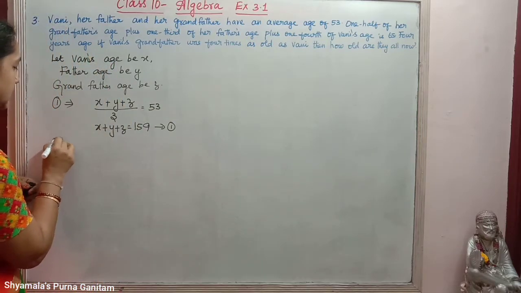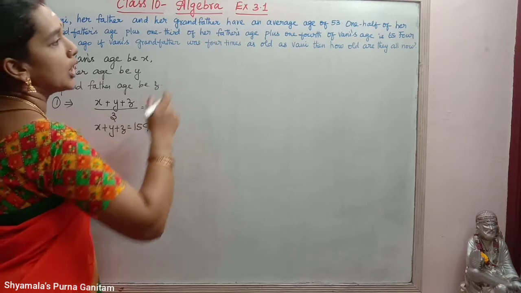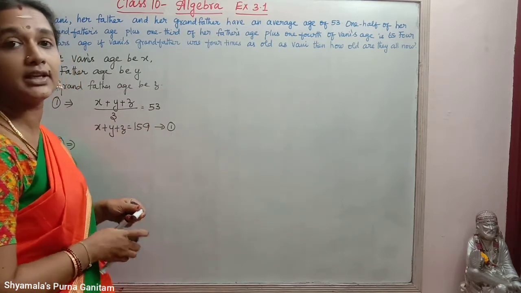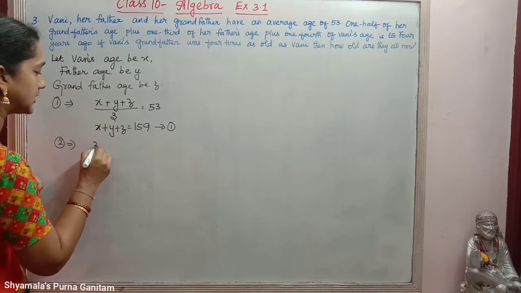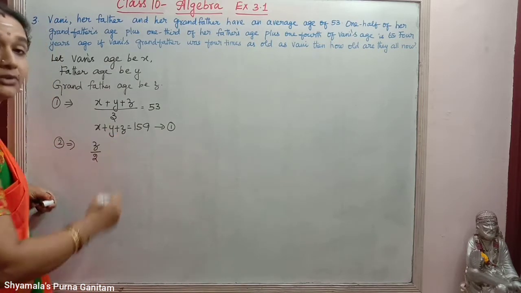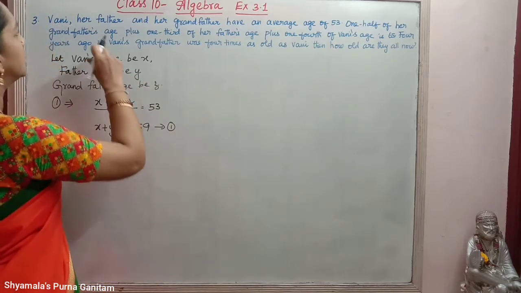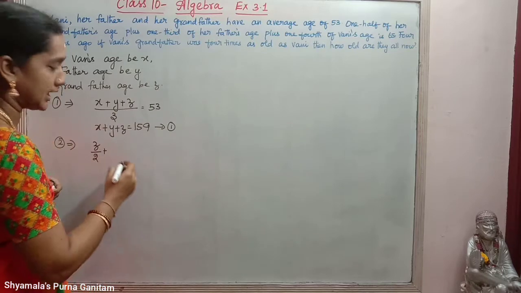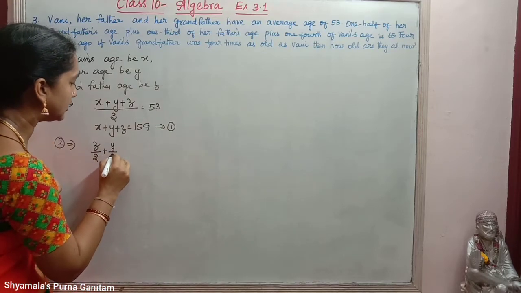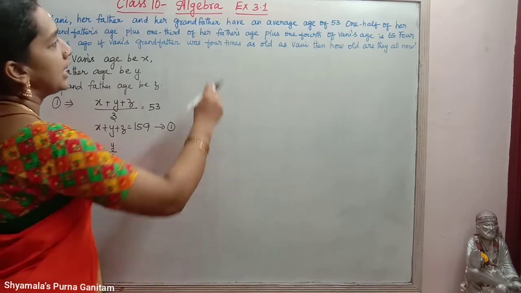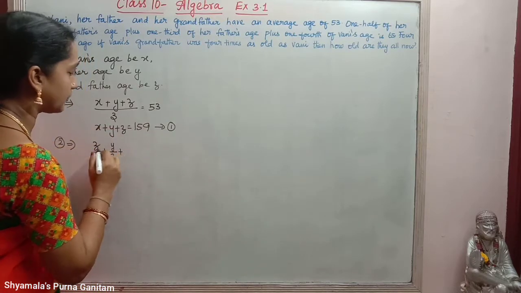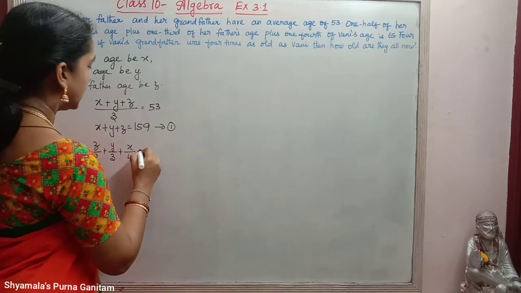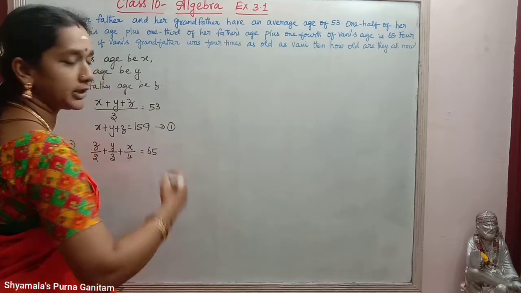Then the second condition given is 1/2 of her grandfather's age. So grandfather is z. 1/2 of the grandfather's age is z by 2, plus 1/3 of her father's age. Father is y, so 1/3 is y by 3, plus 1/4 of Vani's age, so x by 4, is equal to 65.